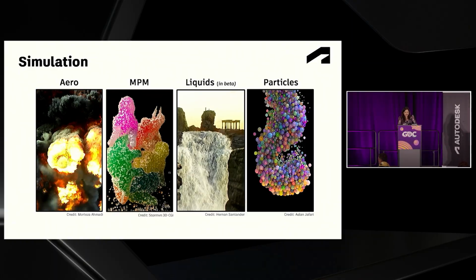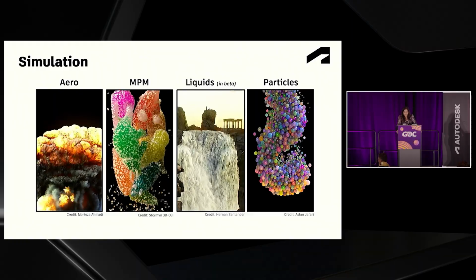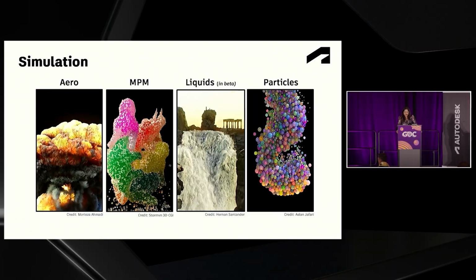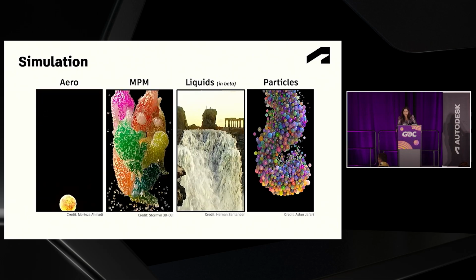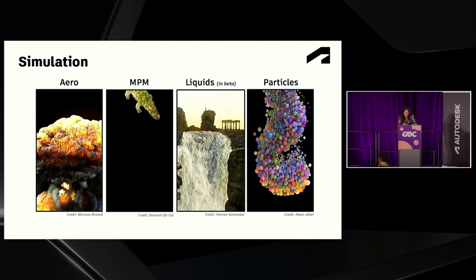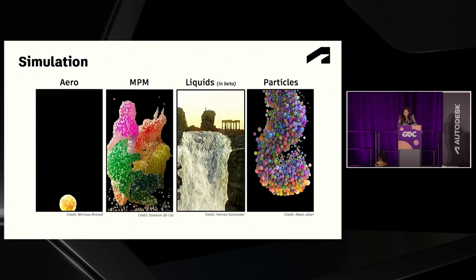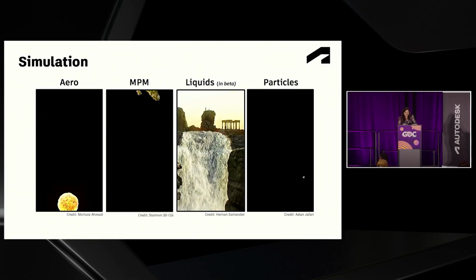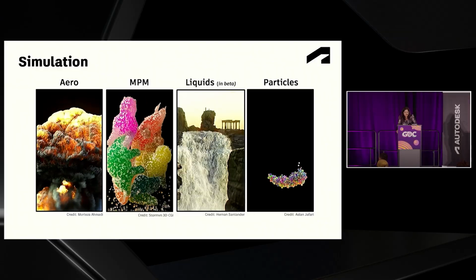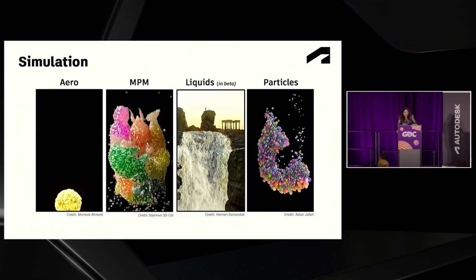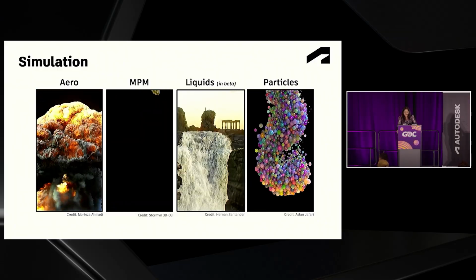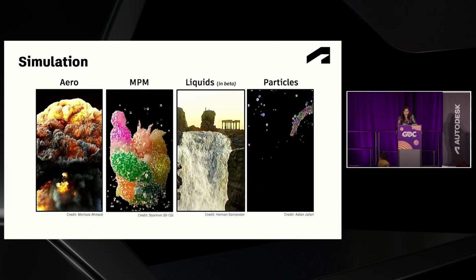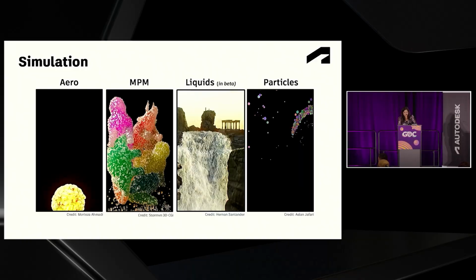And then we have liquid solvers. It's one of our latest additions in simulation solvers, and it comes with things like foam, spray, and meshing tool. Now, this feature is only available in beta, but it can do large-scale simulations like oceans, waterfalls, rivers, and a lot of cool things like that. And then we have particle systems. Unlike the other solvers, it's a cheap, cheerful, real-time kind of solver, but it really works well with the other solvers as well.